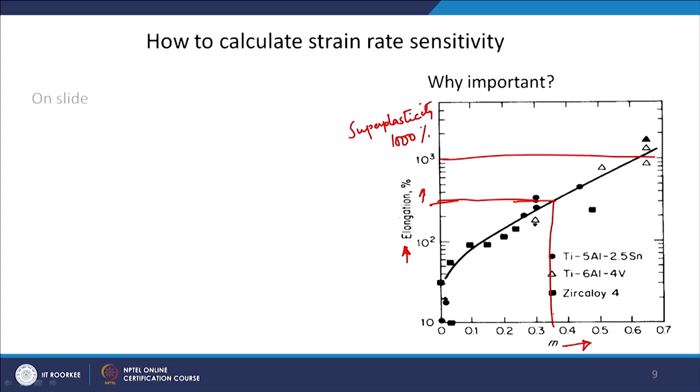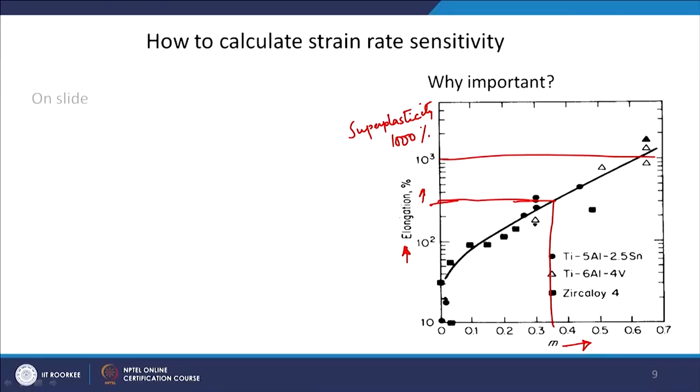And this is the definition for superplasticity: if any material has to behave in a superplastic condition, the strain rate sensitivity should be more than 0.33, or some people say it should be 0.4. In general it can be above 0.3. So, you can see very clearly, if I take around 300 to 400% as a cutoff for superplastic deformation, or elongation of that kind, the m is in the range of around 0.3 to 0.4, and it should be above that, then you will be able to see superplasticity in the material.